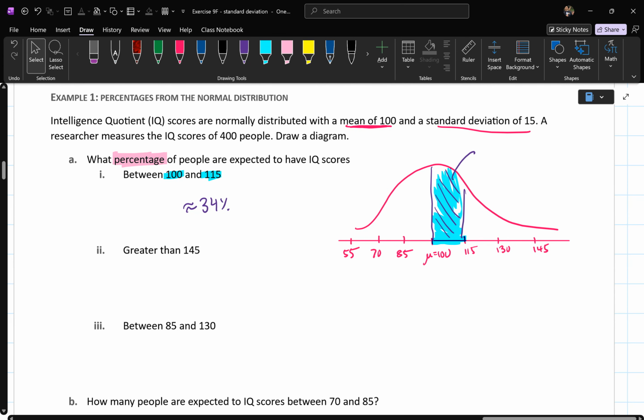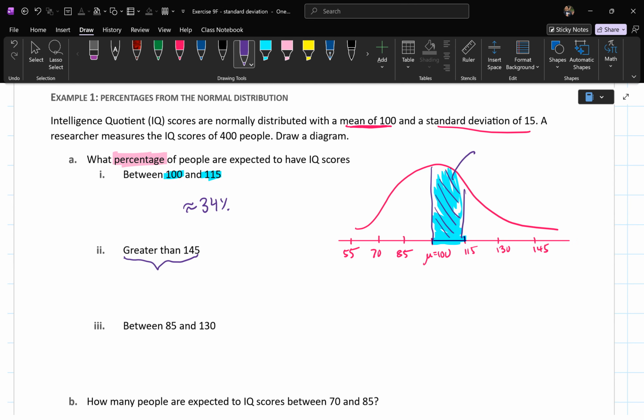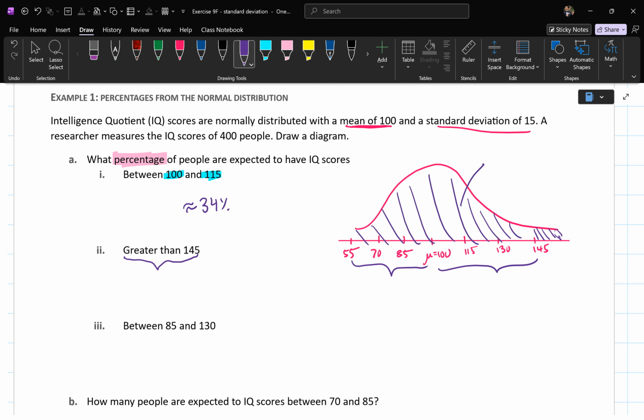Next one. What's the chance or percentage of choosing someone, or how many do I expect to get an IQ greater than 145? So I'm talking about this region now. Look at the front page. That should give you a pretty good idea, or you can do your own calculations. Since this is 3 standard deviations, and this is also 3 standard deviations, we know this should add up to 99.7. So that means these 2 should add up to the remaining left over.